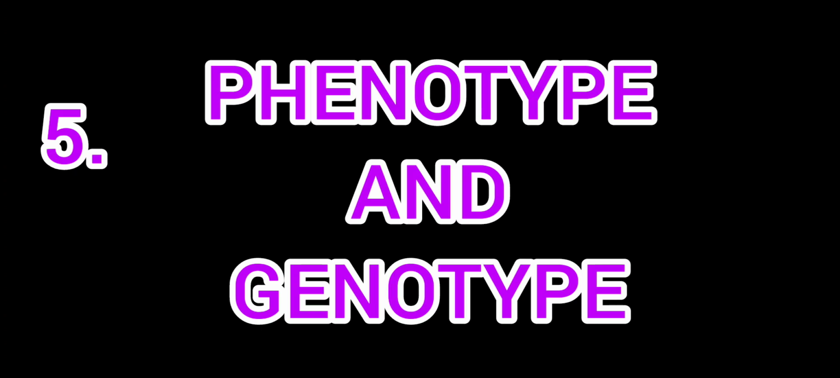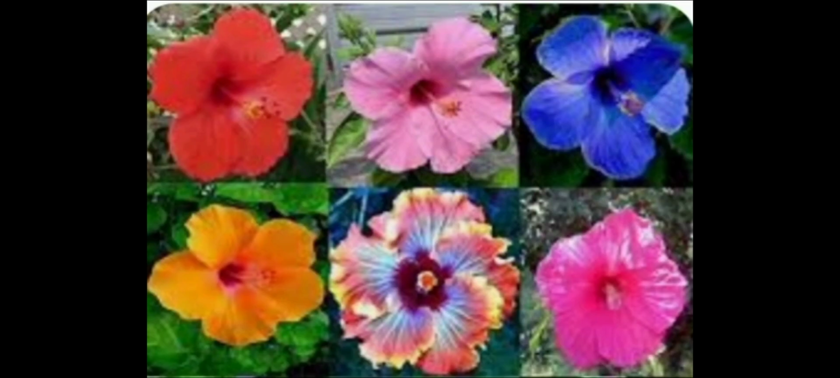Next we come to genotype and phenotype. Phenotype are the observable characteristics which are controlled by genes. We can see the differently colored flowers which are its phenotype. But each of these colors is indeed controlled by the genetic constitution.